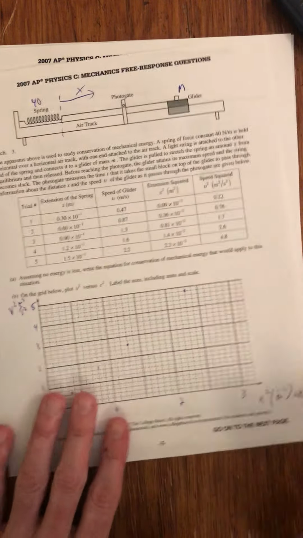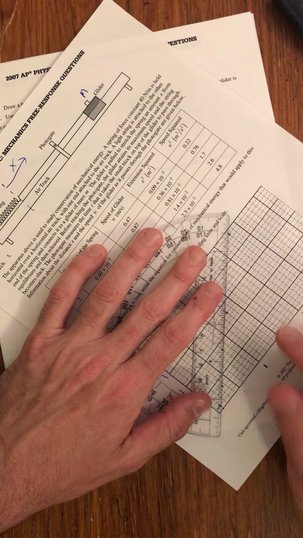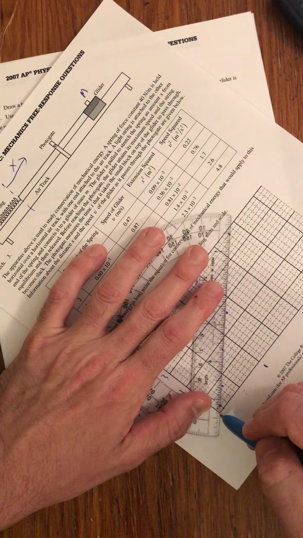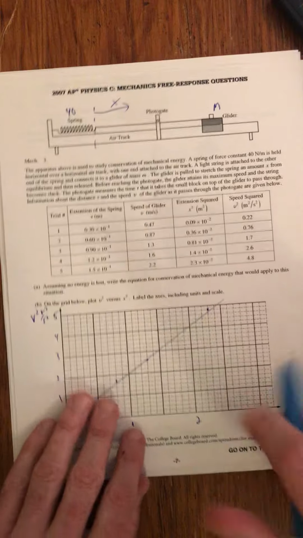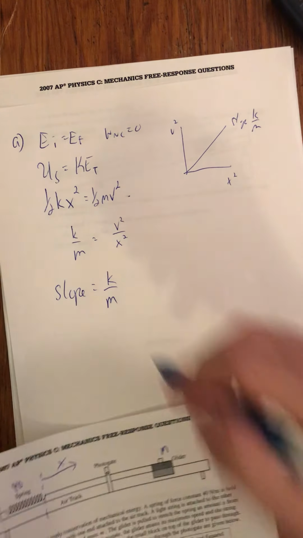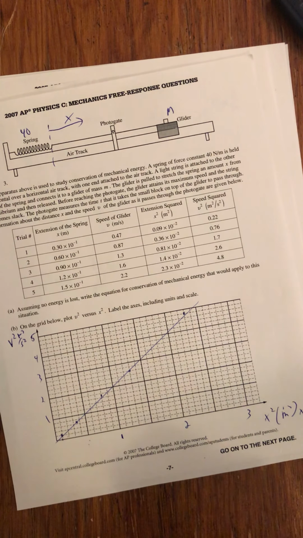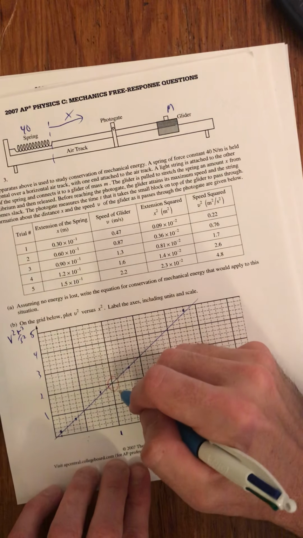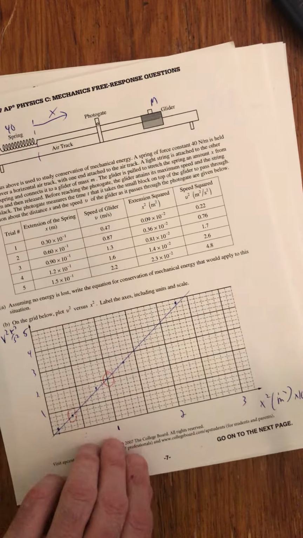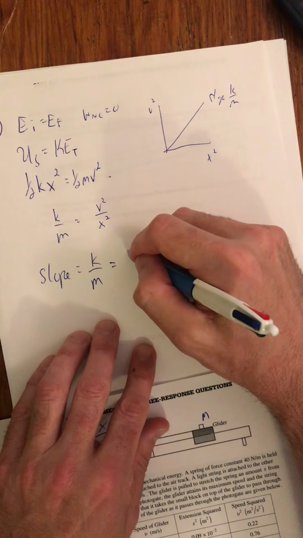Labels, axes, units, scale. Done. Best fit line through the data. Okay, this one I'm actually going to try and draw a nice best fit line for once. Some above, some below. There we go. Okay, good. And use the best fit line to obtain the mass of the glider. We've already said that the slope equals k over m. So let's find the slope, picking two nice points that are on the line. Okay, that's a pretty point. And I went through this data point, so there we go. Yours are going to be different than mine, that's fine.